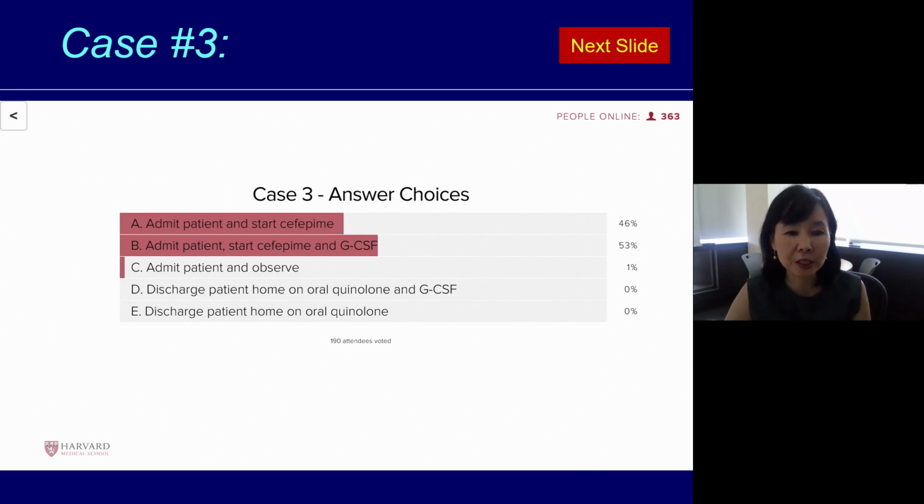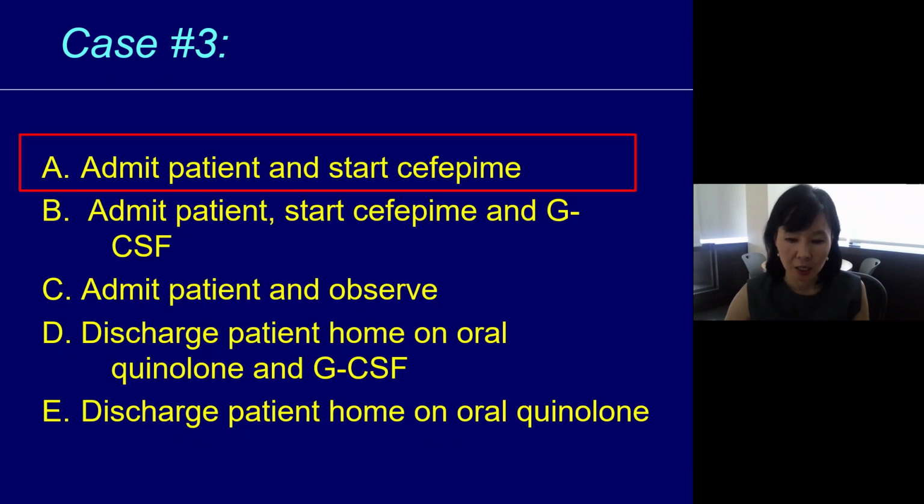Okay, so interestingly, both A and B were almost split 50-50: admit patient and start cefepime, versus admit patient, start cefepime, and GCSF. Now I'll give you the answer. And it's admit patient and start cefepime, but not include GCSF, and I'll explain why.